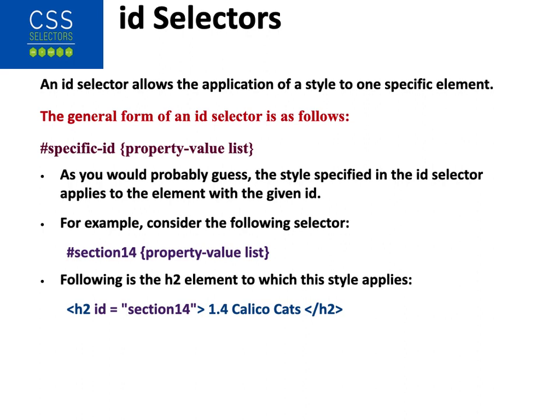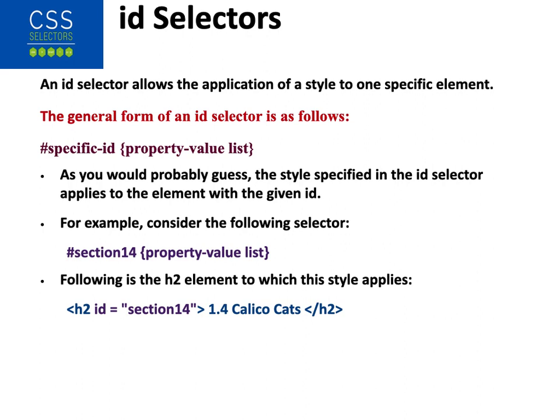As you would probably guess, the style specified in the ID selector applies to the element with the given ID. We will see one example. Consider the following selector: hash section 14 followed by the property value list. Here we have created a new ID. So hash defines an ID, and section 14 is the name of that ID. That section 14 is a particular value for the ID attribute of any element.